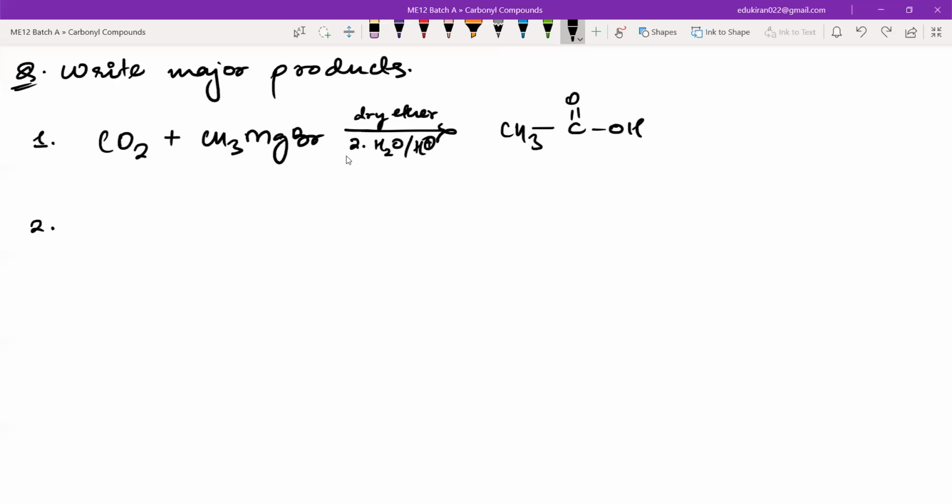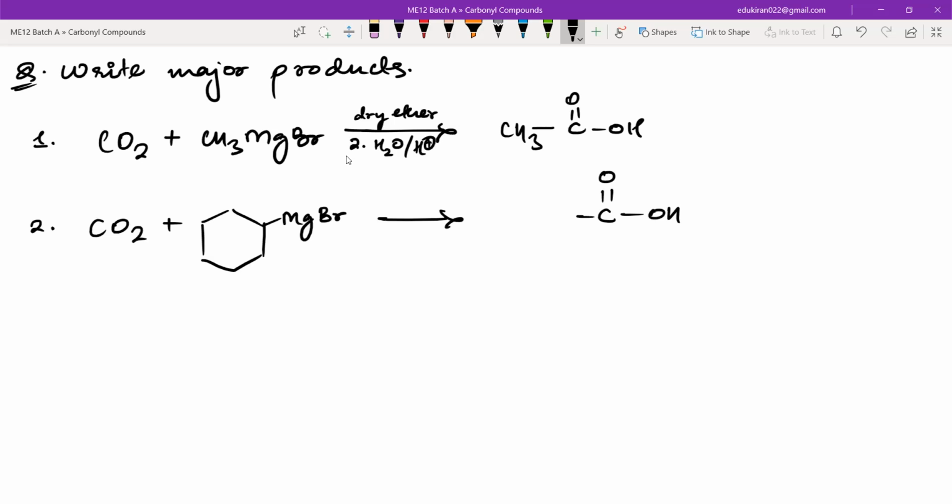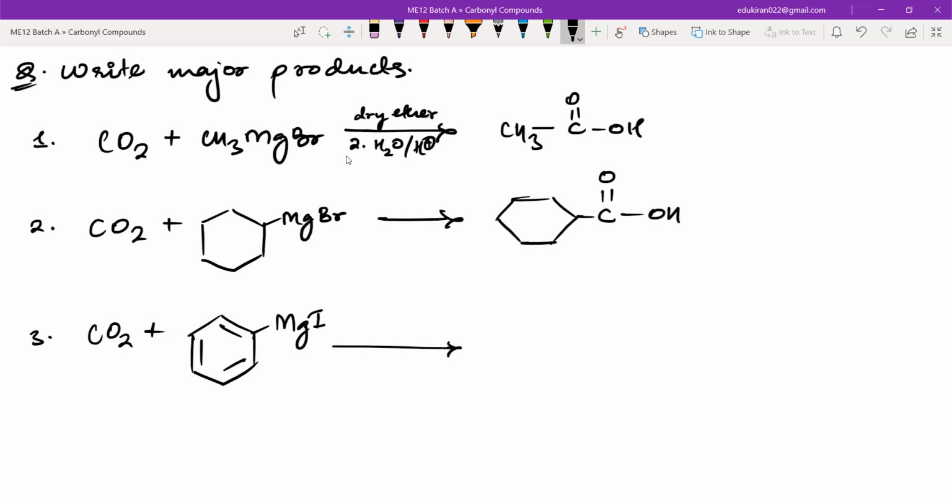Suppose you have CO2 plus MgBr. Then again this carbon will be there, and here you will write OH. And on this side, you will get a cyclohexane group. Similarly, CO2 plus, let us say you have this benzene ring attached with MgI, magnesium iodide. Then what are you going to get? Again, you'll just add the carboxylic acid on the R group. It's benzoic acid.